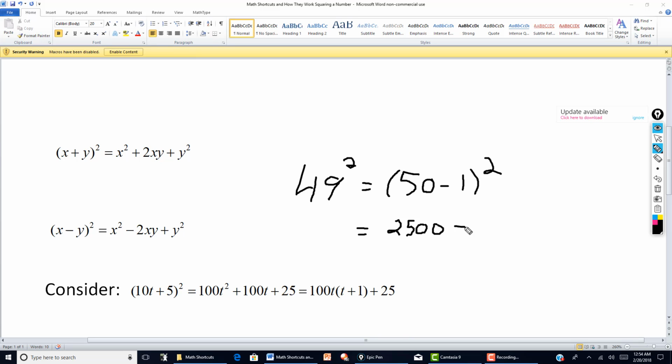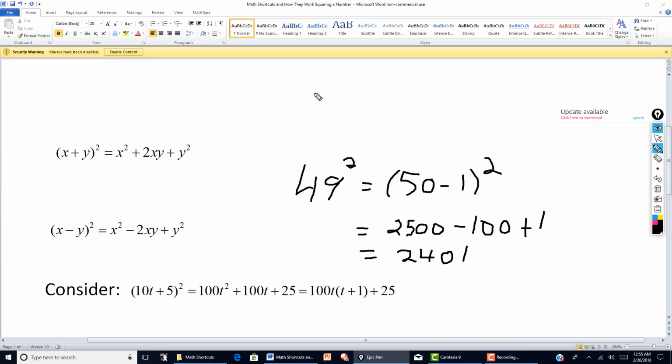Then it's minus double this product. 1 times 50 is 50. You double it, you get 100. And then it's plus the square of the second value, which is 1. 1 squared is 1. And then you just compute this out. 2,500 minus 100 is 2,400, and then you add the 1, so you get 2,401. Okay, so that's one way you can shorten the process of squaring something like this.